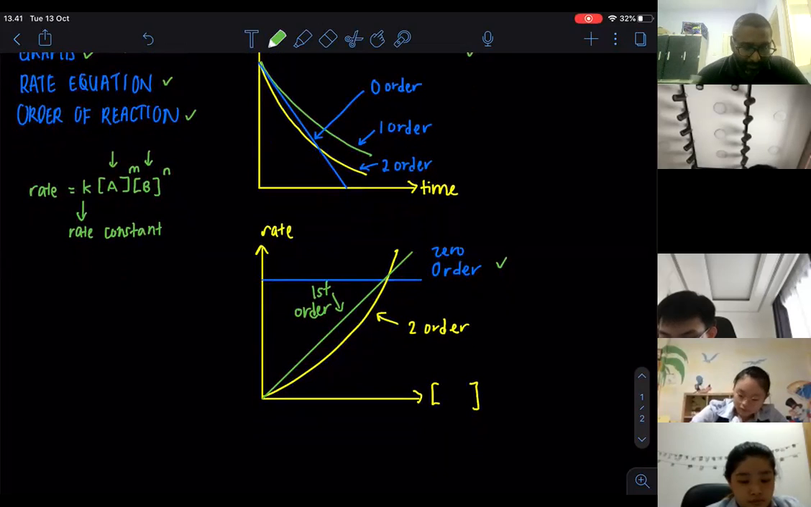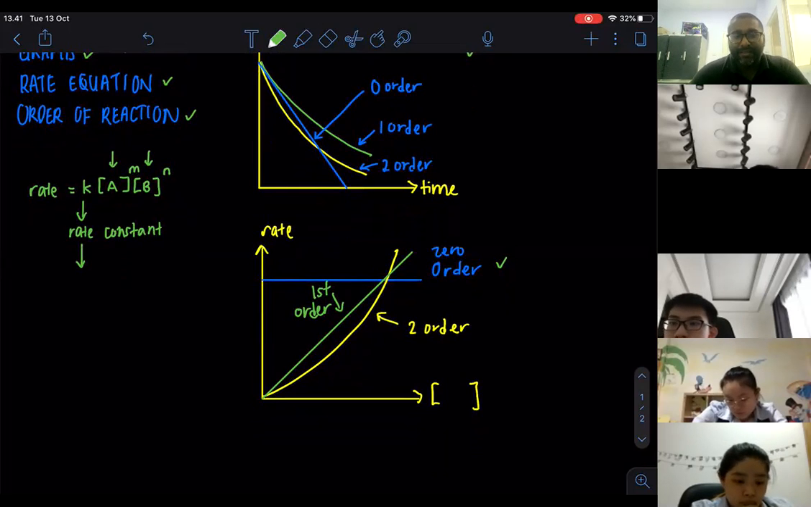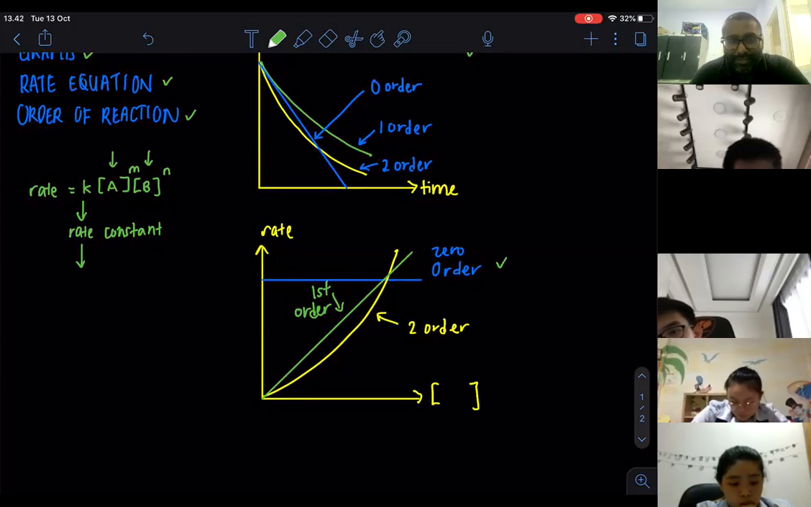But do remember, this rate constant is affected by other factors. That is why you need to be careful when you do this experiment. The experiment is done under standard conditions. Normally we do it at 25 degrees Celsius at a certain pressure, because k, the rate constant, is dependent on the temperature. So we will leave it over there. It is dependent on the temperature.